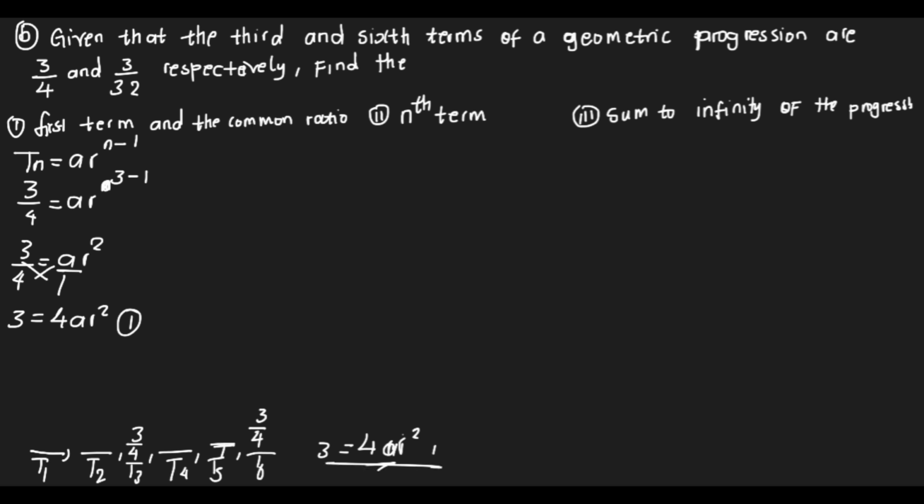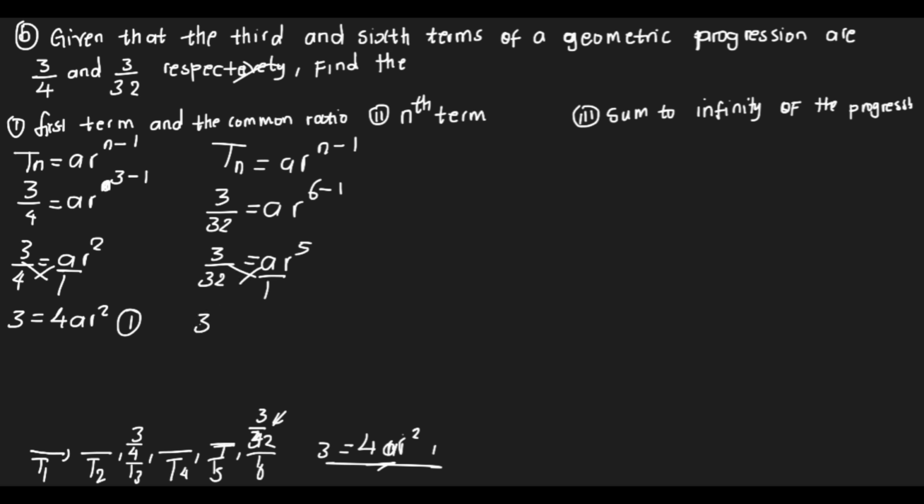So let's make the second equation, using the same formula, Tn is equal to Ar raised to the power n minus 1. This time we substitute Tn with 3 over 32. So 3 over 32 is equal to Ar raised to the power n minus 1. This 3 over 32 is on position number 6, so 6 minus 1 is 5. 3 over 32 is equal to Ar raised to the power 5, over 1. We cross multiply: 3 times 1 is 3, equal to 32 Ar raised to the power 5. So this is our equation 2.